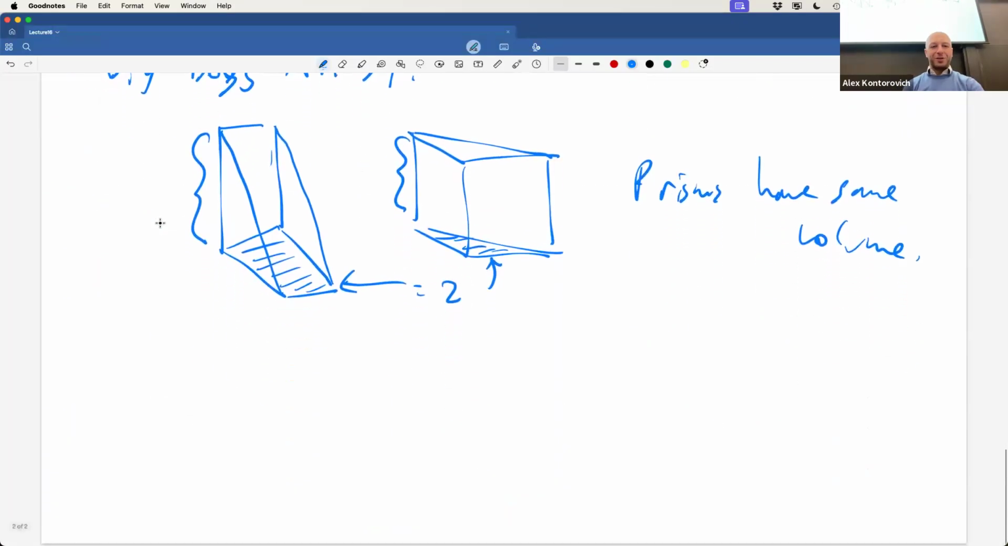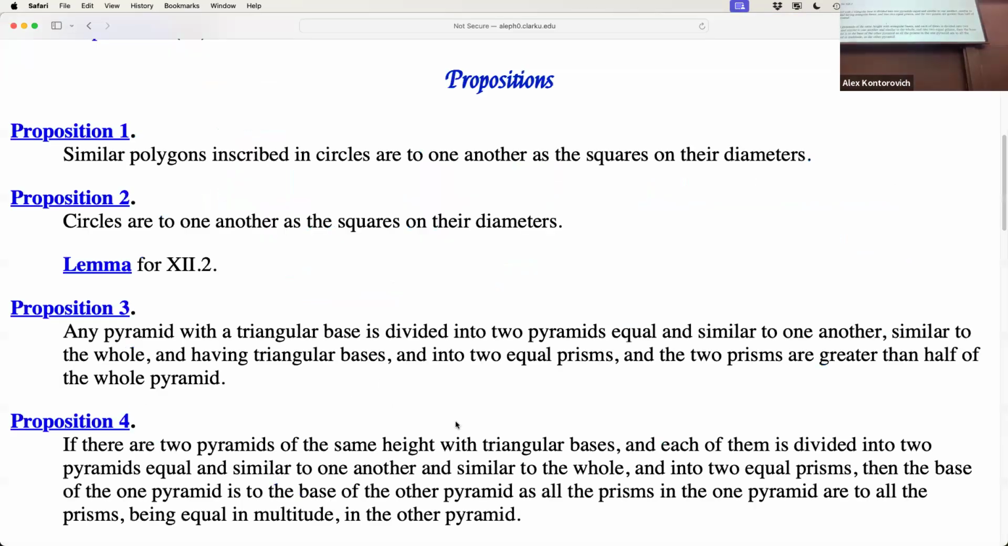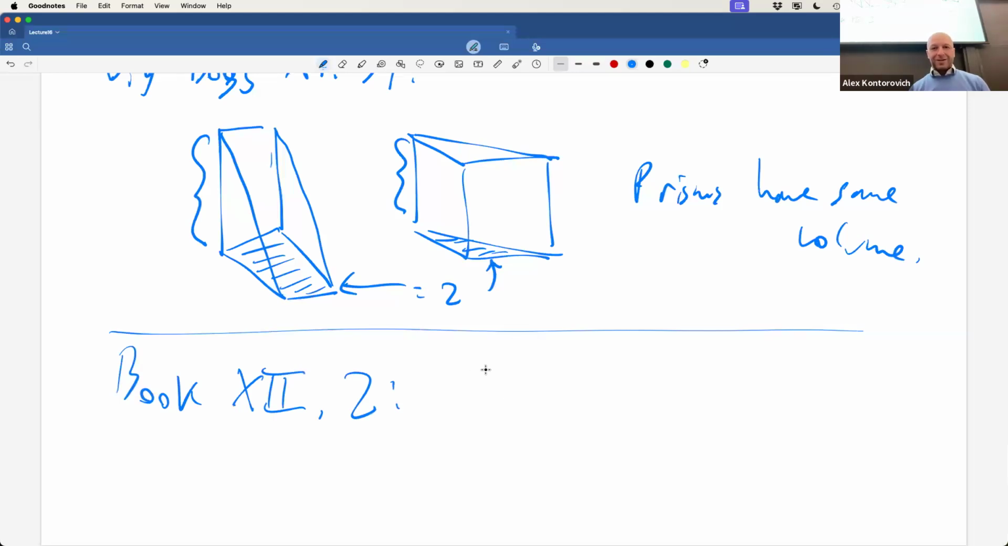So this is book 12, proposition 2. Book 12, proposition 2 is that circles, let me let you read it. Circles are to one another as squares on their diameter. Does that sound familiar? Circles are to one another as squares on their diameter.